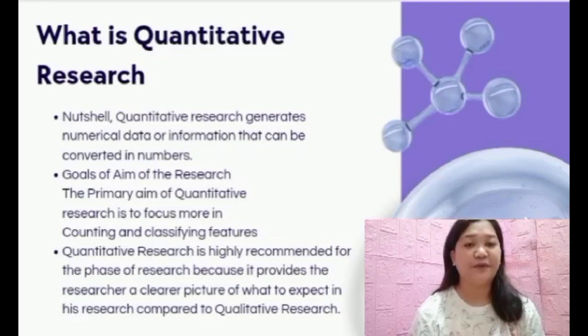And then the second bullet, the aim of the research is the overall purposes of conducting the research in the area: to address an existing gap in the knowledge, and it can also make a solution to the existing problem and so on. And then the third bullet is that quantitative research is highly recommended in research because here the researcher can see whether the gathering of data is right or wrong, compared to qualitative research.